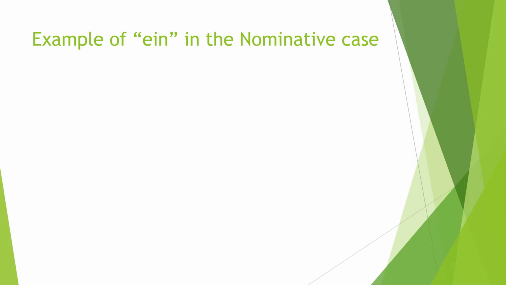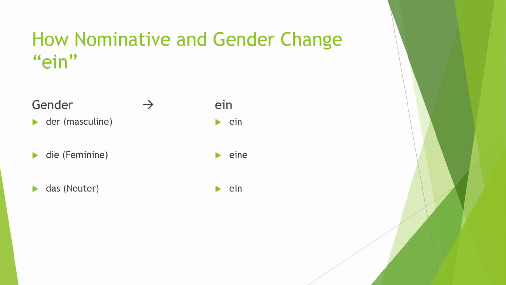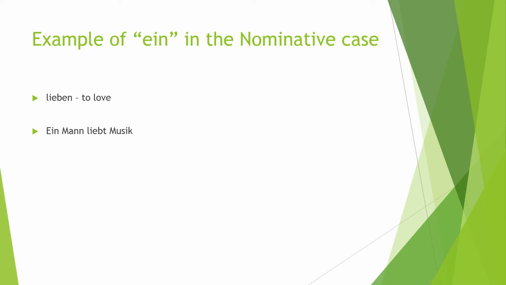So a couple of examples of ein in the nominative case would be, well, we're going to be using the verb lieben in this case, to love. Ein Mann liebt Musik. So, we see at our table, der, masculine, does not change ein in the nominative case. Ein Mann demands the nominative case. So, it doesn't change because Mann is masculine.